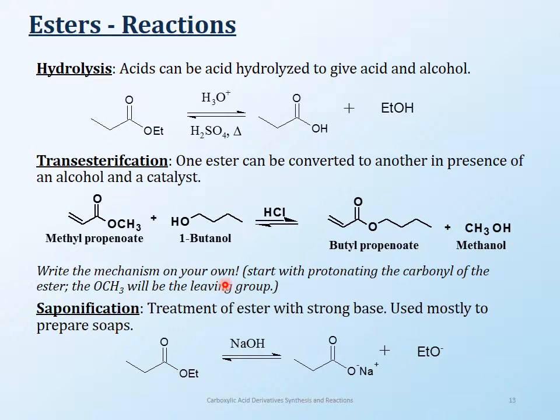Instead of water or any other alcohol, you would be using the other alcohol here, and then this will be your leaving group. In case of acids, your OH was the leaving group as water. Now OCH3 will leave as alcohol, as methanol, over here. So you get two fragments. So try the mechanism of this one as well.